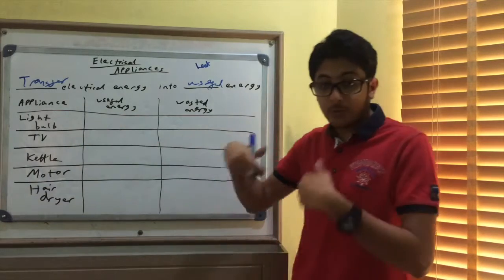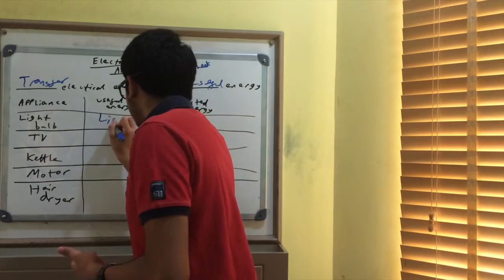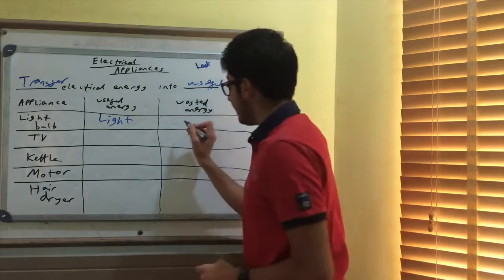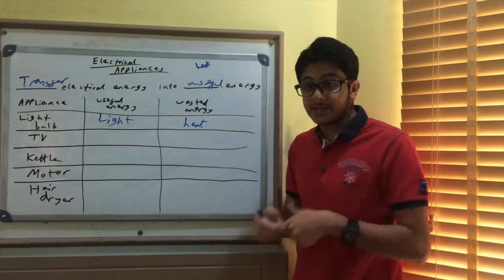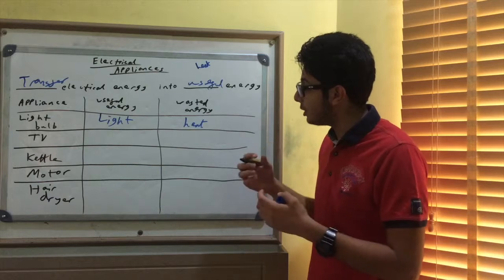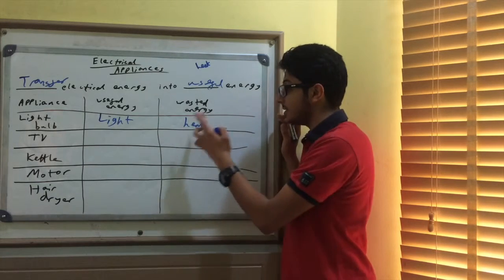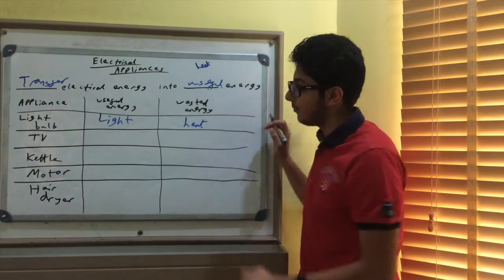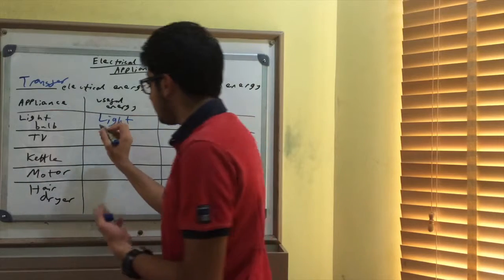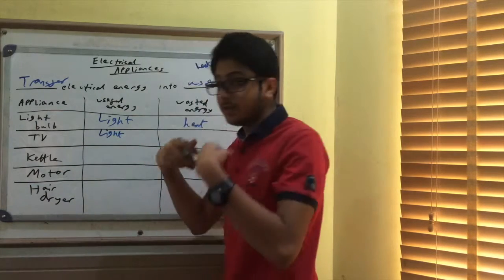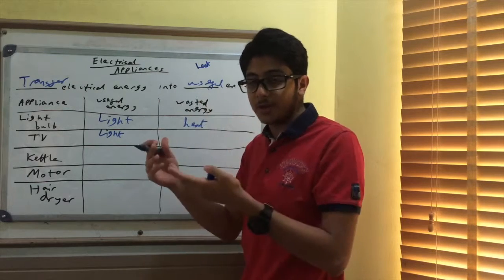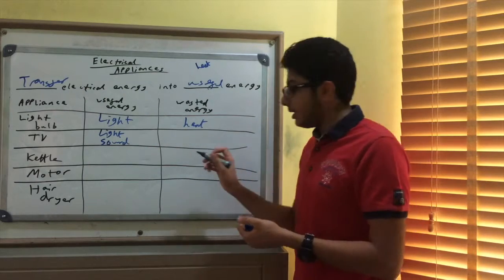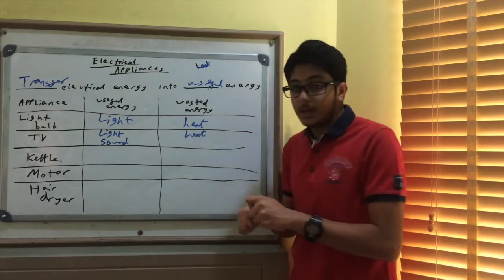A light bulb. What would be the useful energy of a light bulb? Obviously, light energy of the glowing filament. What about wasted energy? Heat. A light bulb gets hot, and this means it's not energy efficient because the useful energy is light. Wasted energy is heat. We don't want the light bulb to get hot, we want it to give off light, and so heat is wasted. What about a television? A television, useful energy, obviously, light to show on the screen, and sound, so you can hear what's happening. Wasted energy, again, heat.